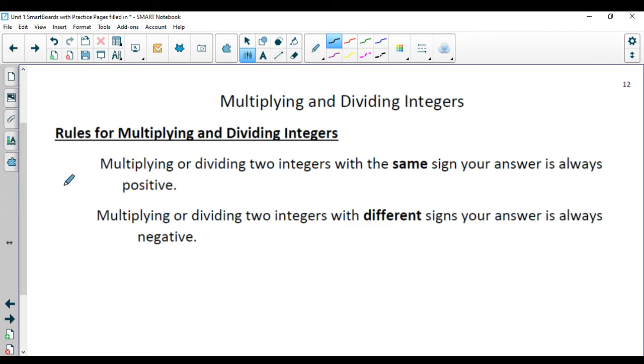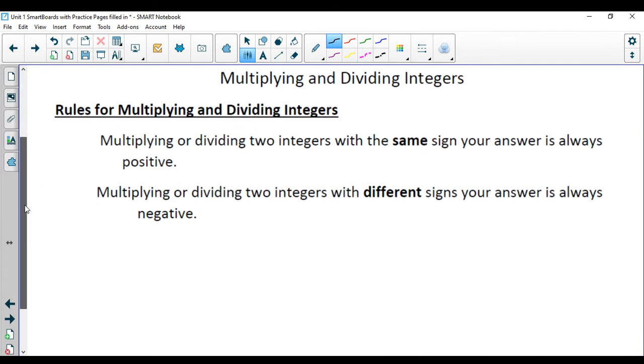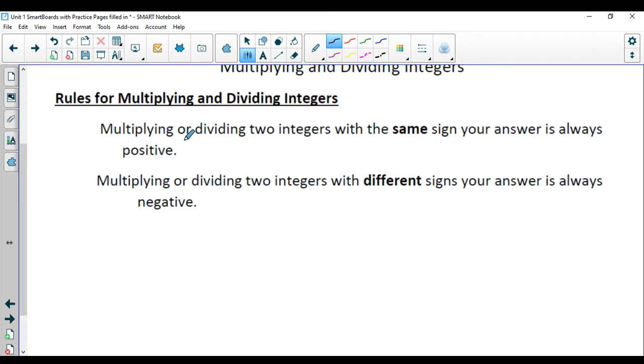So for today, multiplying and dividing integers are probably the easiest kind of thing for us to be able to do. And multiplication is a pretty neat process. So multiplying or dividing two integers with the same sign, your answer is always going to end up positive. For example, 2 times 3, which is what you're used to doing from elementary school, is going to give you 6. They're both positive numbers, you get a positive answer. Same thing if we had negative 2 times a negative 3. They're both negative, so you're still going to end up with a positive answer.